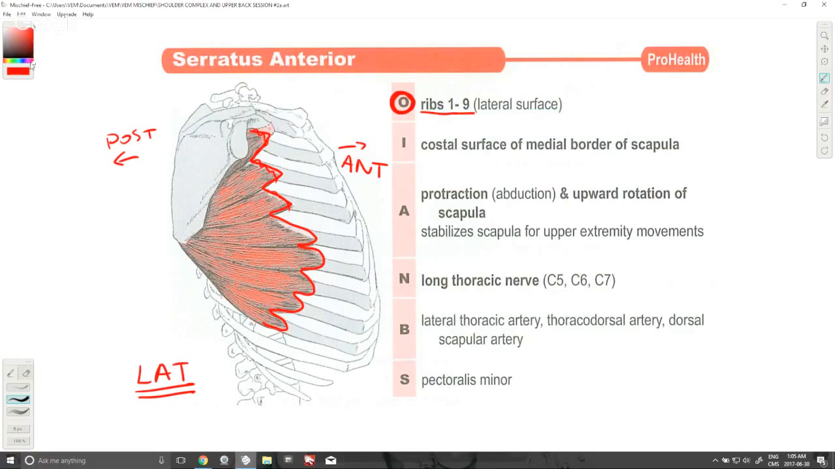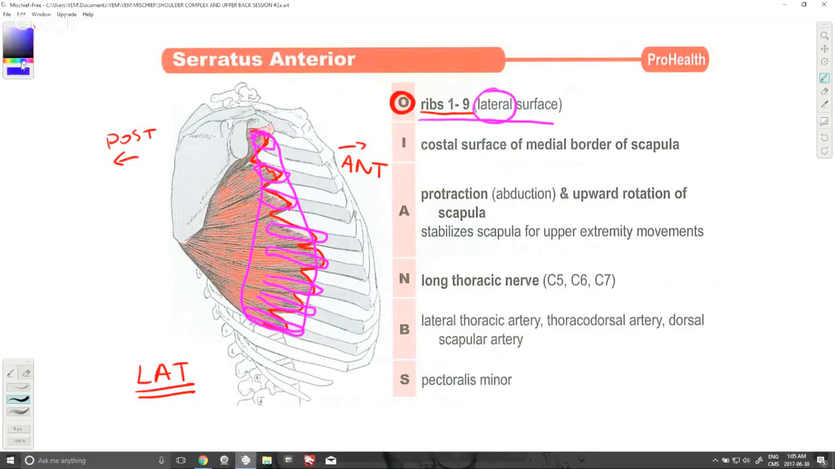Let's use purple. It does attach, kind of like right at the middle portion of the ribs, outer surface of the ribs 1 to 9. Okay, and the middle portion of the ribs is lateral. It is pointing laterally, right? It is pointing towards the side, right? So that's why we can say, this is sort of like a summary of it all. Ribs 1 through 9, lateral surface in particular.